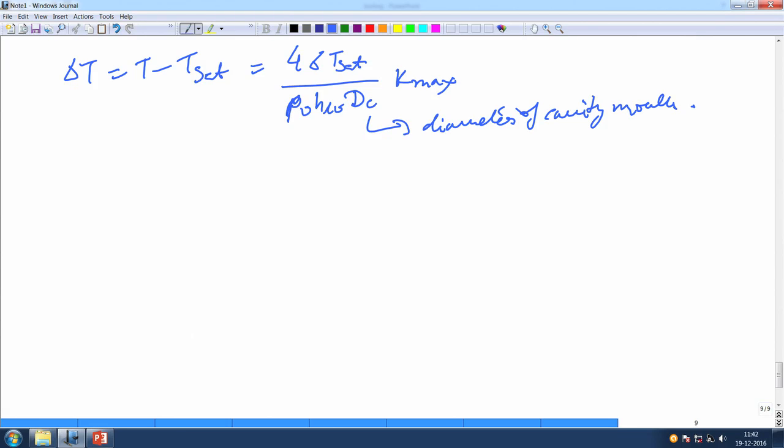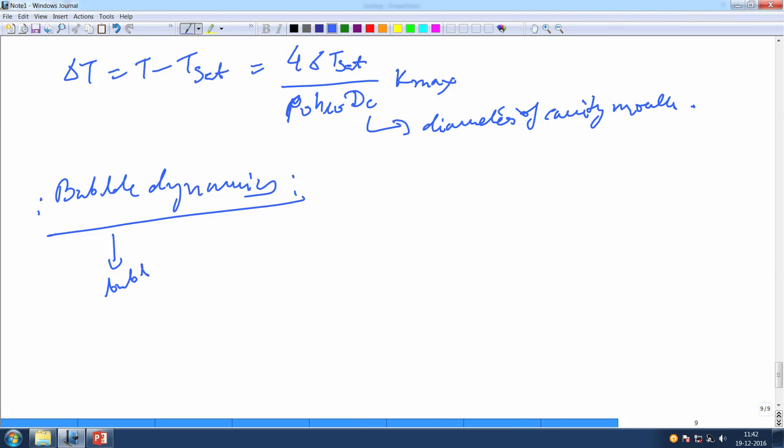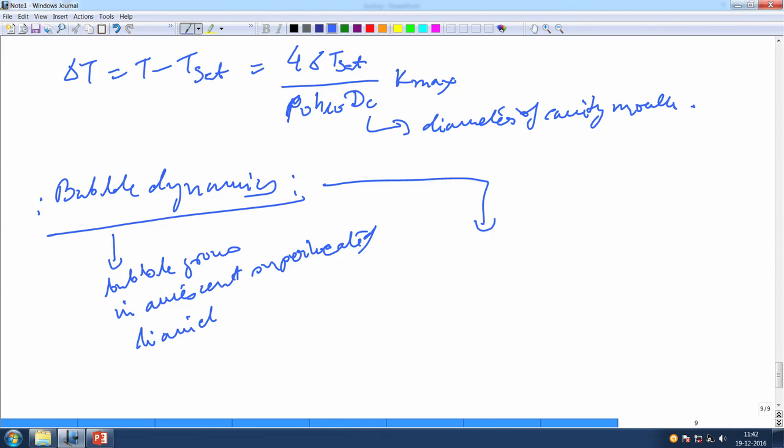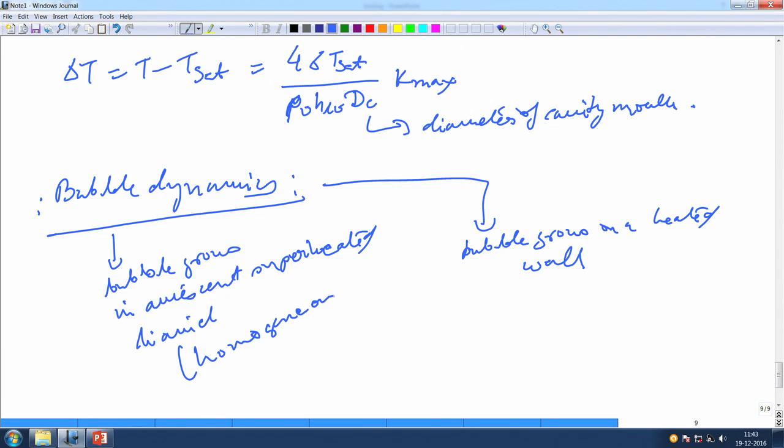Okay. Now, the next thing is that now that we know what the bubble does, let us look at the bubble dynamics. Now, we know how a bubble can actually form. So, we can look at the bubble dynamics in two ways. In one case, the bubble grows in quiescent superheated liquid. That is what we did just a moment ago, right. I mean we established what is the critical diameter. And the bubble grows on a heated wall. So, this is homogeneous nucleation, this is hetero.